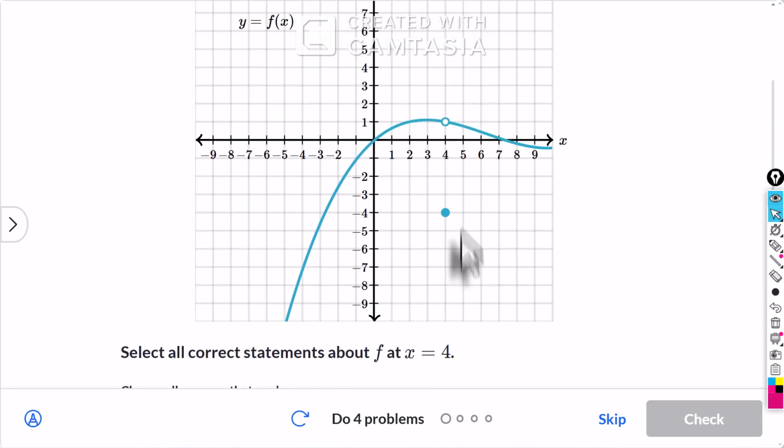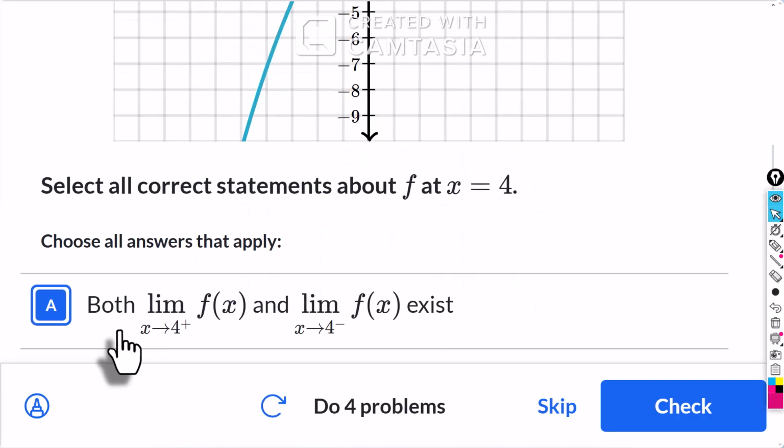So let's see, at x equals 4, you can approach this limit from either side, and the limit exists right here at y equals 1, okay? If you approach it from the left, or if you approach it from the right, it approaches this point right here, which is y equals 1. So answer A is true.